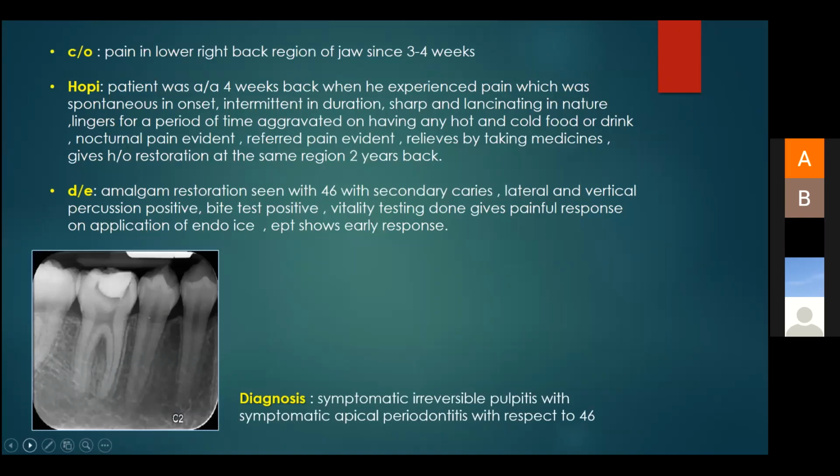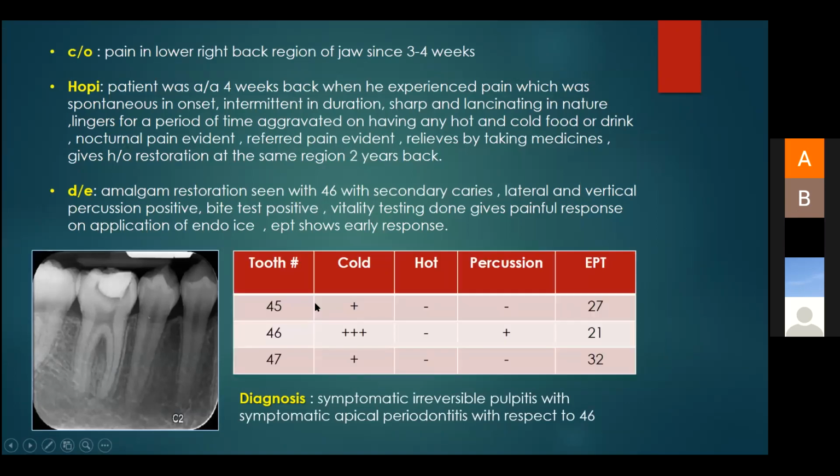Now I have made a sample case history for you. The patient came with a complaint of pain in the lower right back region of the jaw since 3-4 weeks. The history of present illness was taken: the patient was apparently all right 4 weeks back when he experienced pain which was spontaneous in onset, intermittent in duration, sharp and lancinating in nature, lingering for a period of time, aggravated by hot and cold food or drink. Nocturnal pain is evident, referred pain is evident, and it is relieved only by taking medicines. He also gives a history of restoration in the same tooth 2 years back.